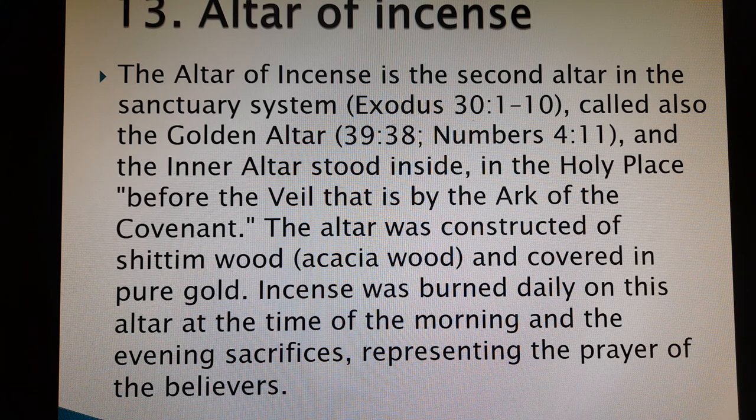The altar was constructed of shittim wood, acacia wood, and covered in pure gold. Incense was burned daily on this altar at the time of the morning and evening sacrifices, representing the prayer of the believers.